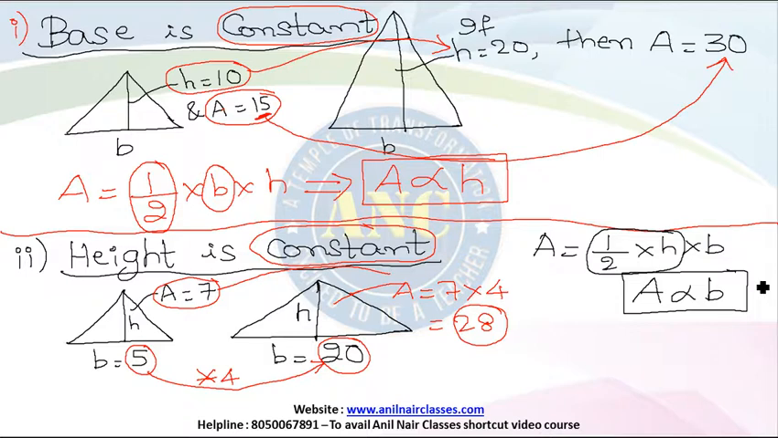That means if the base originally was some units and the new base becomes 6 times of the original base, that means area also will become 6 times of the original area. That is my second case.